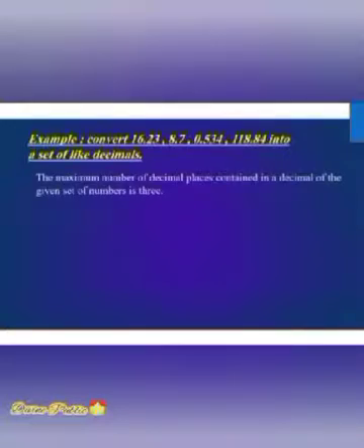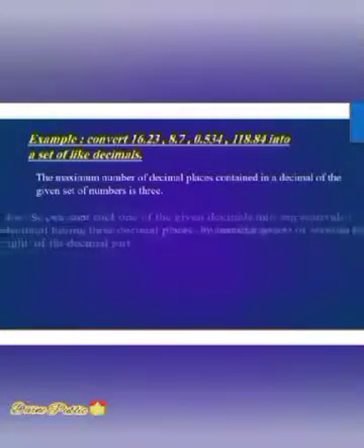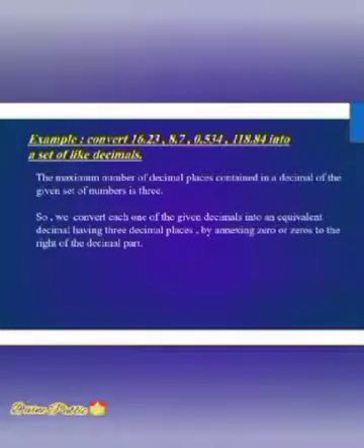Let us see the example. Convert 16.23, 8.7, 0.534 and 118.84 into a set of like decimals. The maximum number of decimal places contained in a decimal of the given set of numbers is 3. So, we convert each one of the given decimals into an equivalent decimal having 3 decimal places by annexing 0 or zeros to the right of the decimal part.